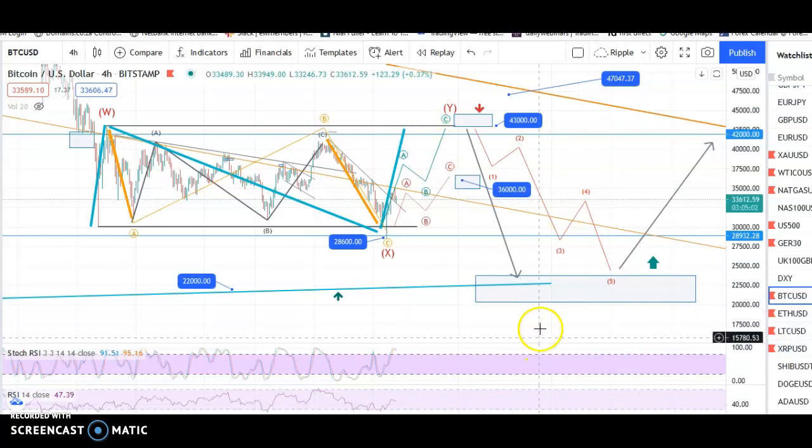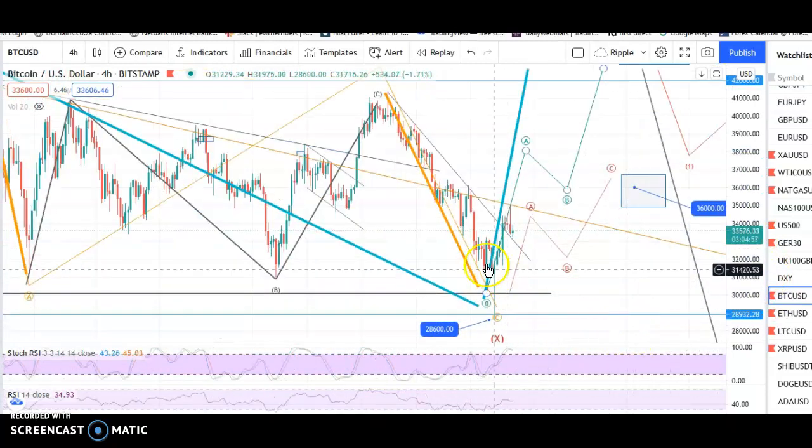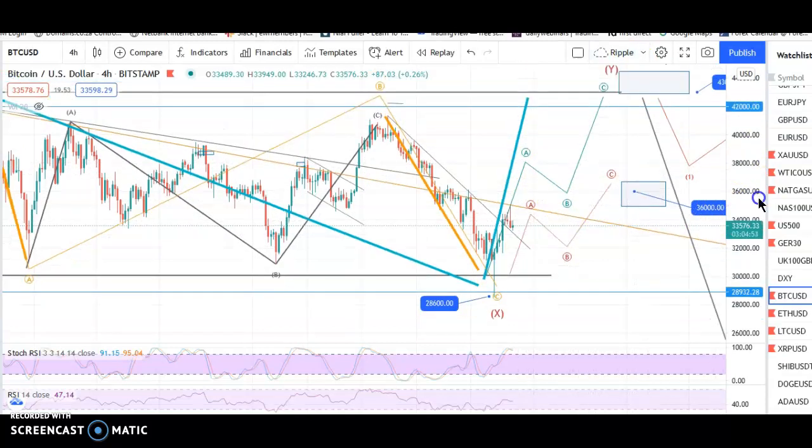So for now, let's see what happens, guys. The next few days, we'll watch this thing go up, sideways, and up until we reach up there, and then we'll decide what's going to happen.